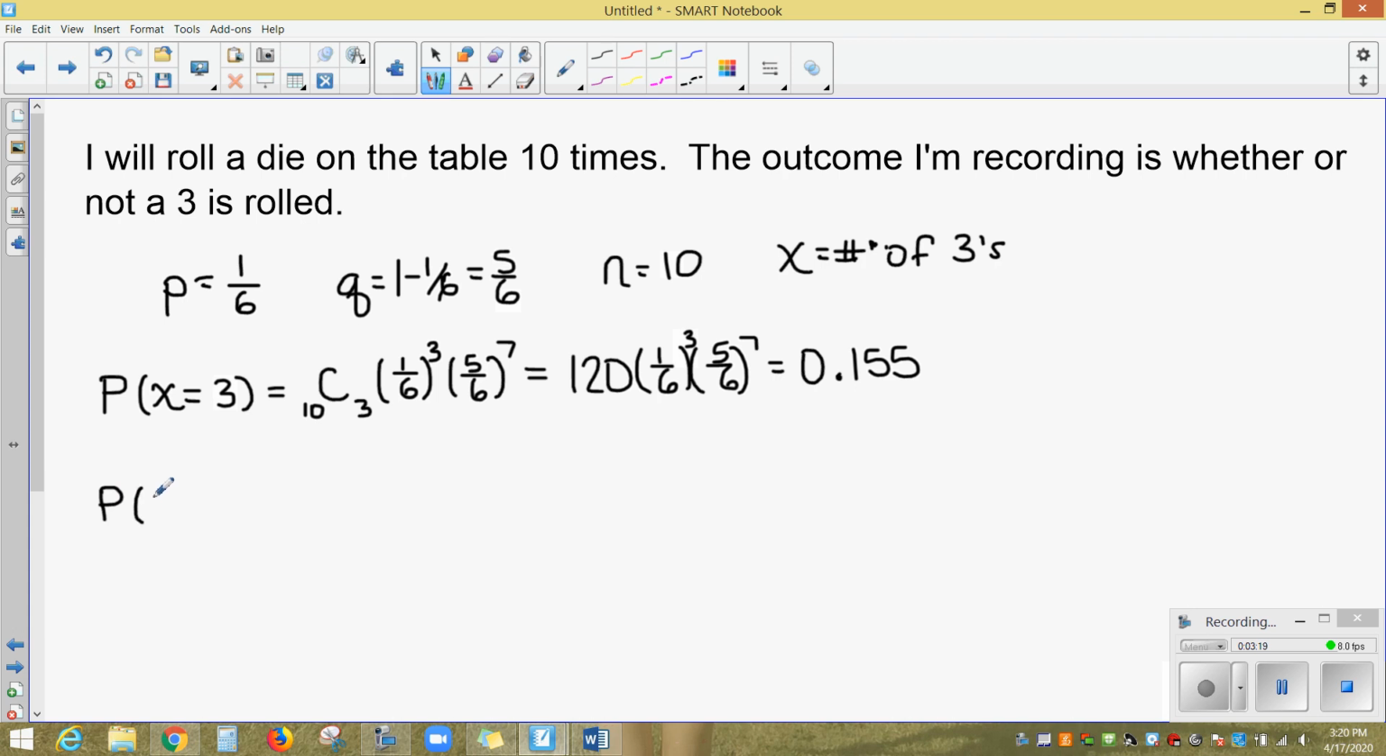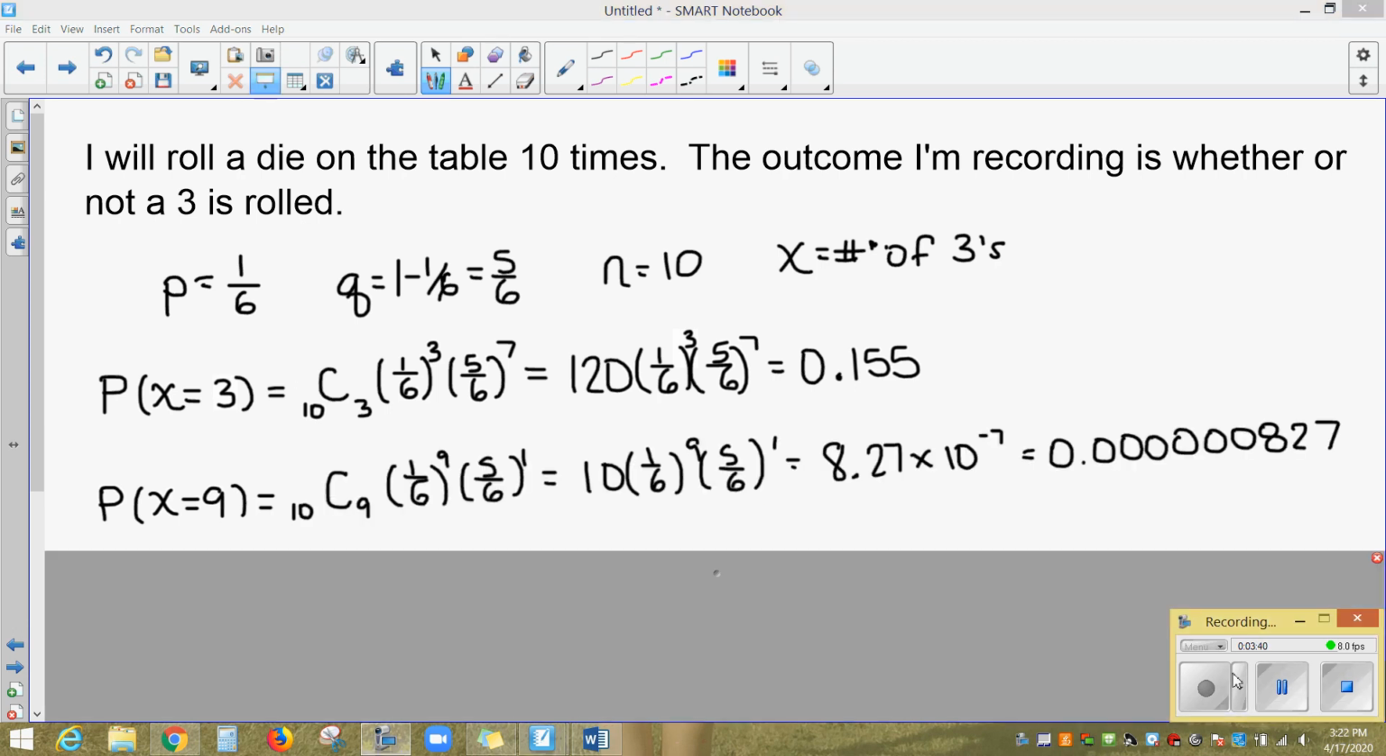Find me the probability that we would roll 9 3s out of 10. Find me the probability that we would only roll 1 3, please, out of 10. So go ahead and pause the video. I'll check back in with you about this one, and then pause it again and check in about the next one. And you'll discover that the probability of us rolling 9 3s out of 10 rolls is very, very, very slim.